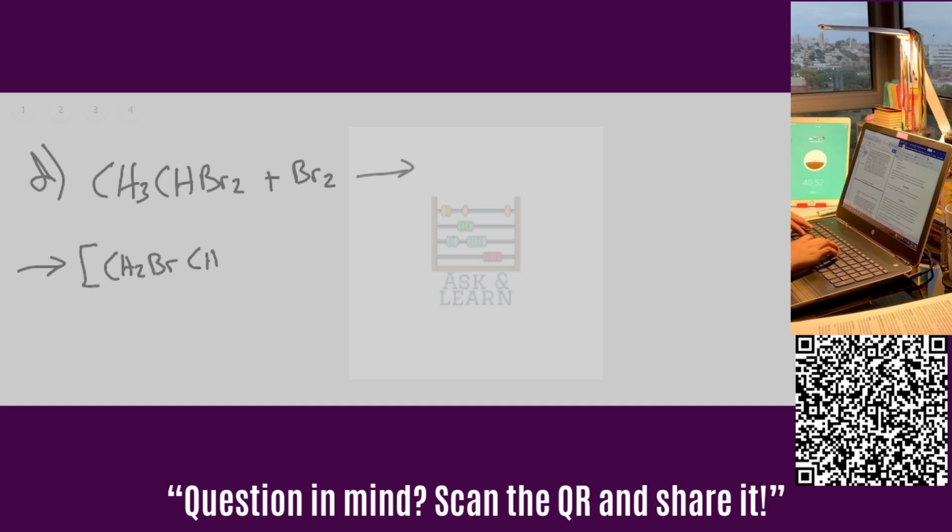So we can do the addition to the left carbon, CH2Br, and we still have our CHBr2. And then the second possibility is that we add to the right carbon, so we have our CH3CHBr2, and of course we also produce HBr.